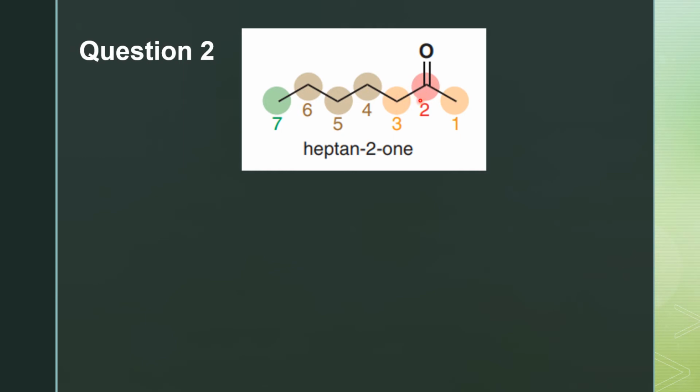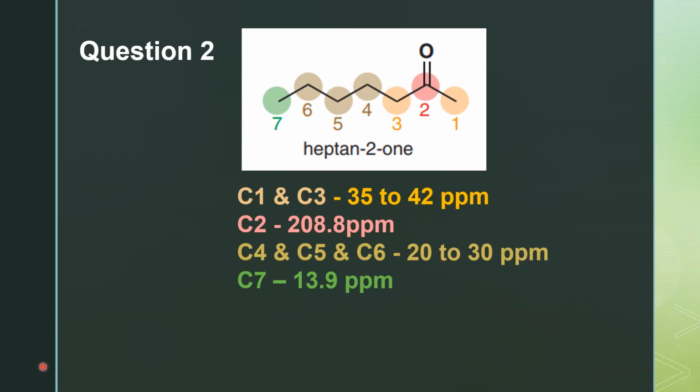So these two will come in the same range. We'll see that this C1 and C3 will be 35 to 42 ppm. It will be in the same range. It's not the same peak, it's not the same signal, but the same range. Keep that in mind. It's a nearby range. That's why I have mentioned 35 to 42. This comes in between that range.